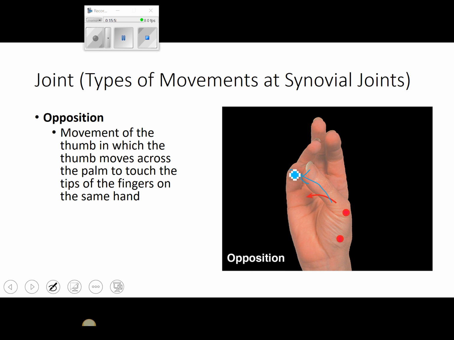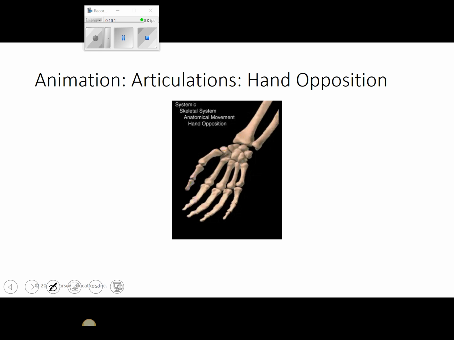It also involves movement at the first metacarpal and the metacarpophalangeal joint. So flexion at the fifth metacarpophalangeal joint can assist this movement. Again, here is a quick, short little animation that you can watch to show the hand opposition.